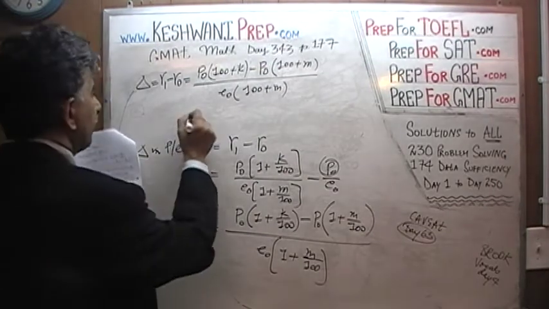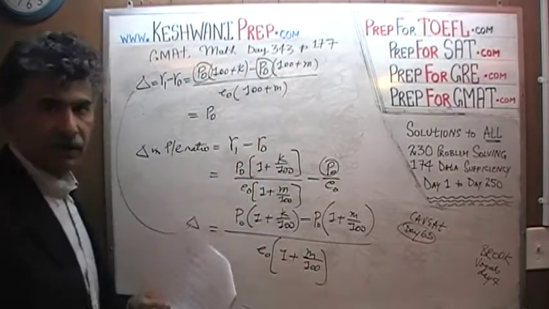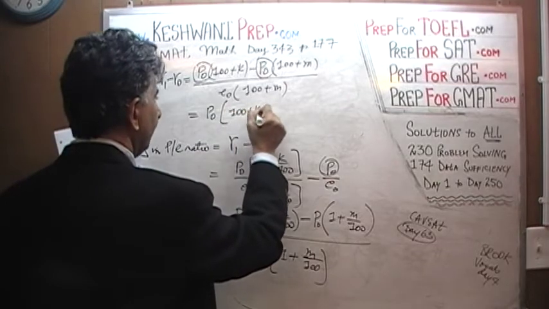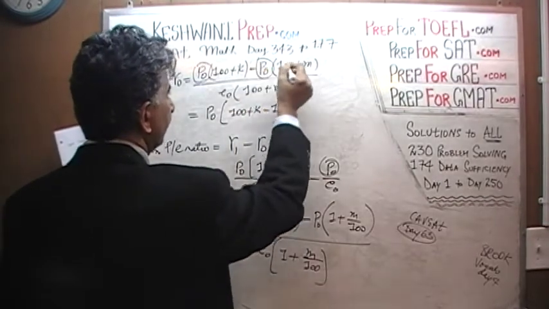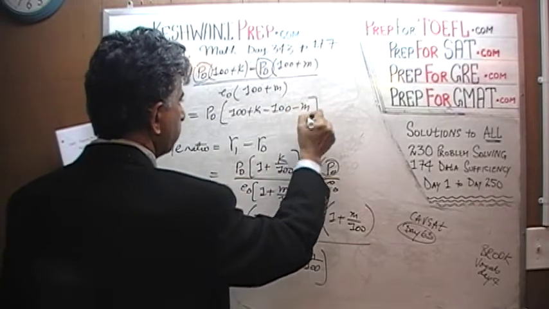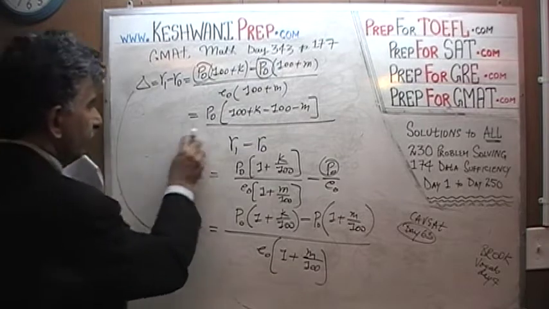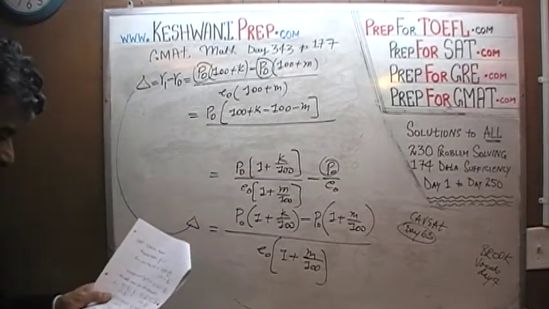Let's take out the p0 common. Let's take out this p0 from here and here as a common factor, and open the parenthesis. So we end up with 100 plus k minus 100 minus m over, again, we need the room, so we have to raise stuff. As we run out of room, I have to raise stuff.